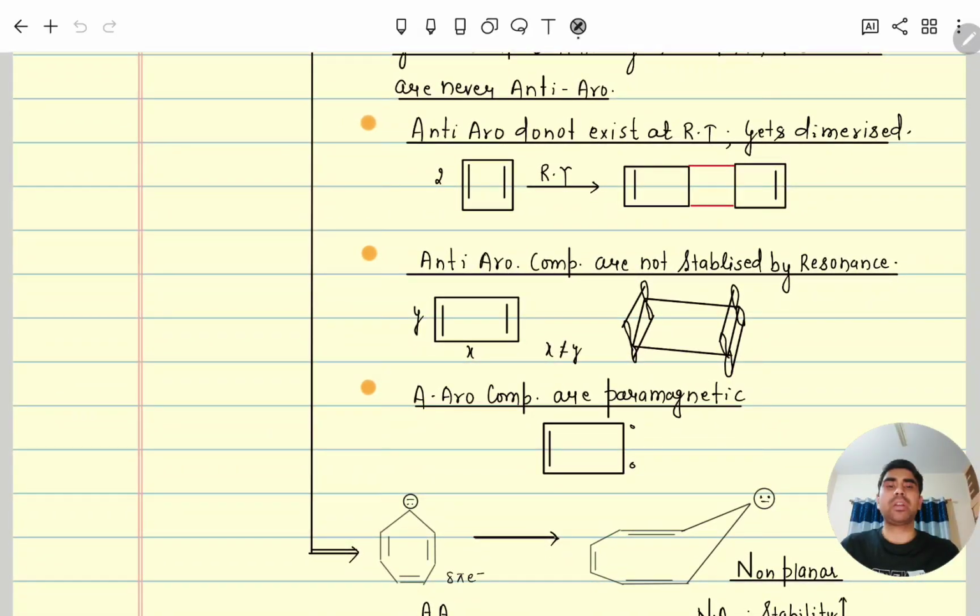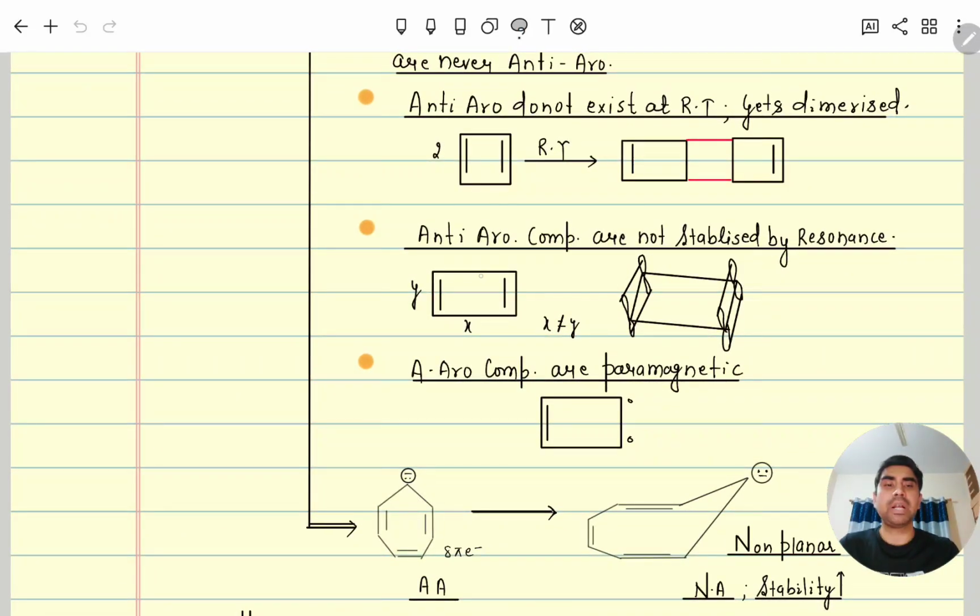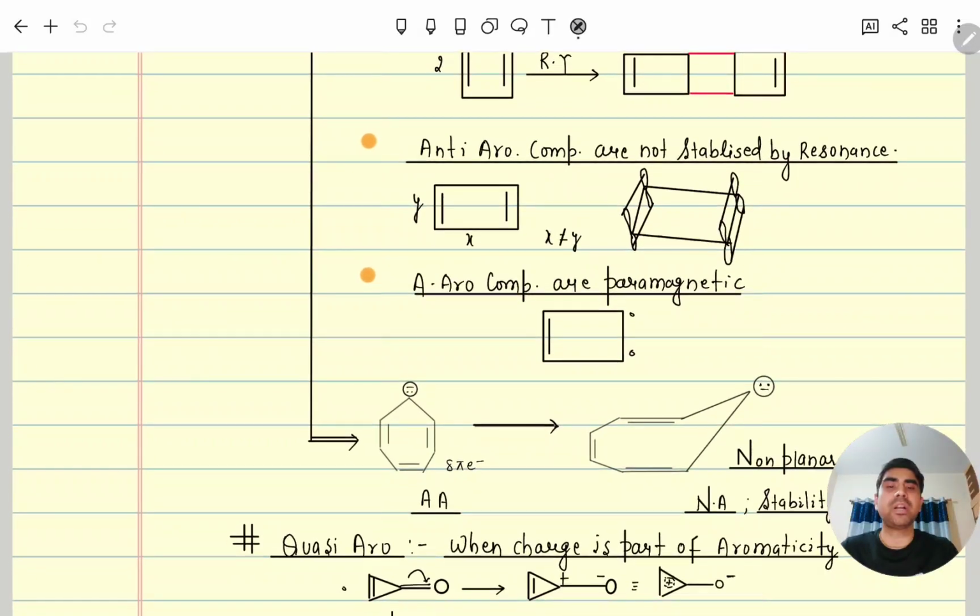Next, anti-aromatic compounds are not stabilized by resonance. Why? Because in resonance that distance must be the same, like benzene, in which all carbon-carbon bond lengths are the same because the bond order is the same. Here the bond length is different. Here this is y and this is z, so you can see that y and x are not the same, so delocalization cannot happen. So there is no meaning of conjugation here, which means anti-aromatic compounds are not stabilized by resonance. That is the real understanding.